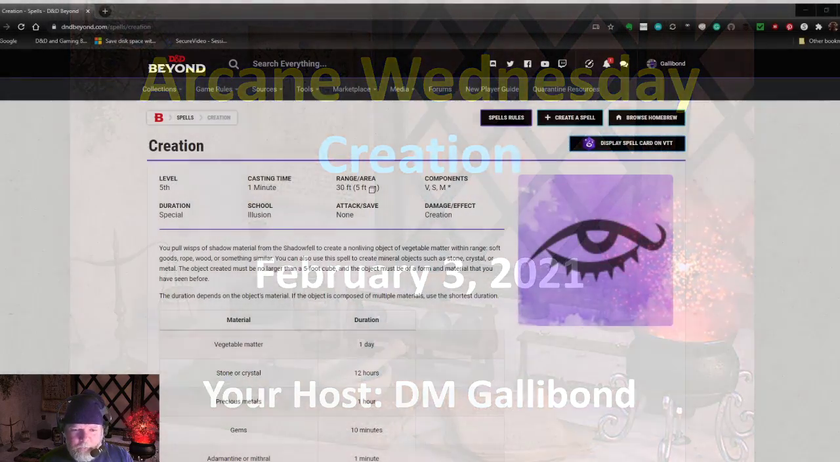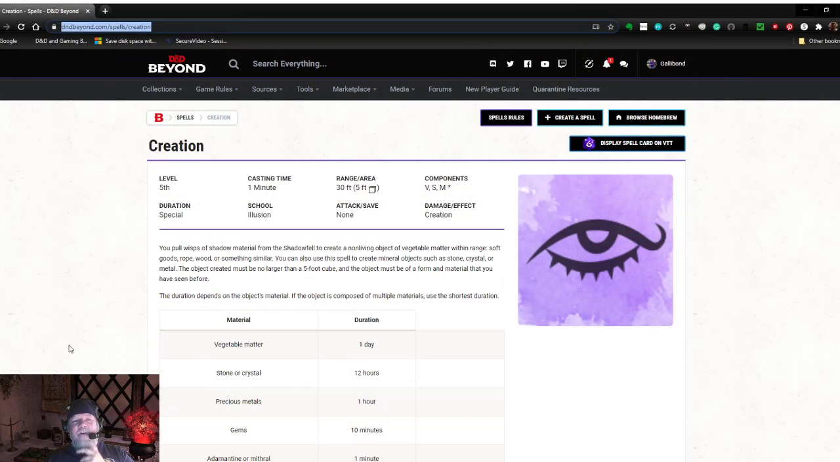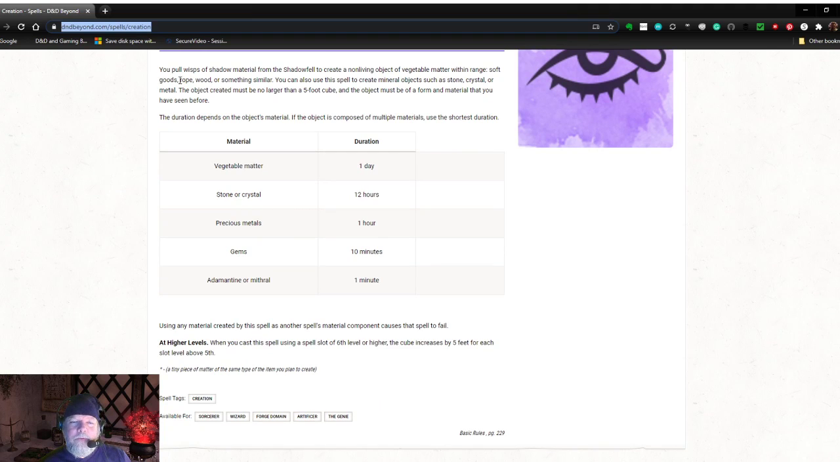Alright, so Creation is a 5th level spell from the Illusion School. Takes 1 minute to cast, so it's not something that you're really going to be casting in a combat situation, probably. Range is 30 feet and affects an area of a 5-foot cube. Takes verbal, somatic, and material components, and it creates things.